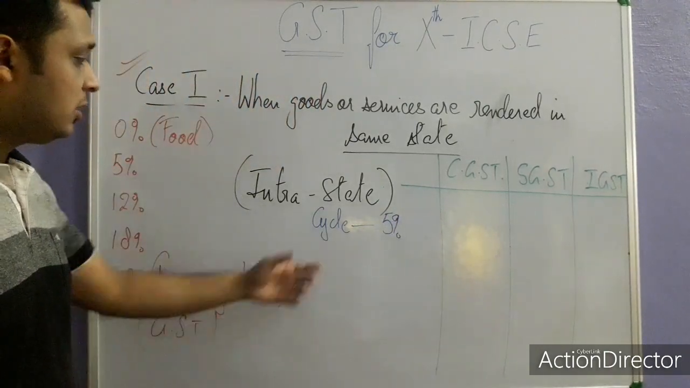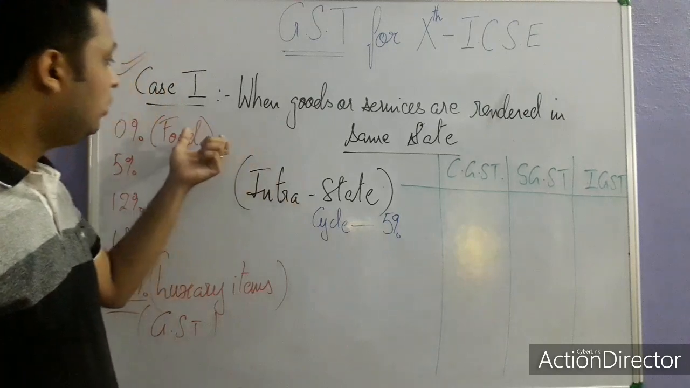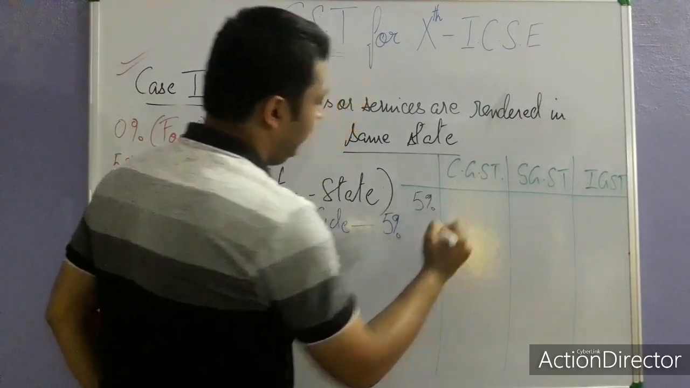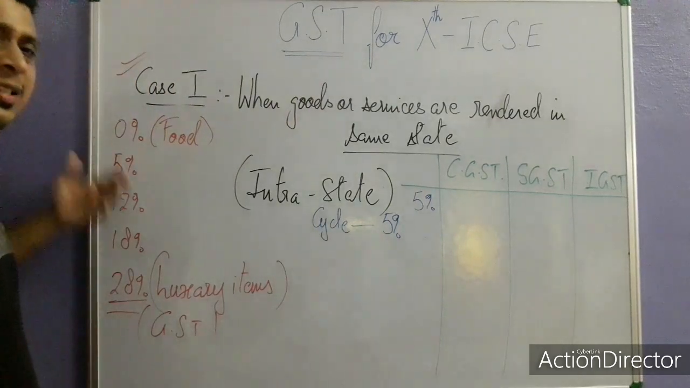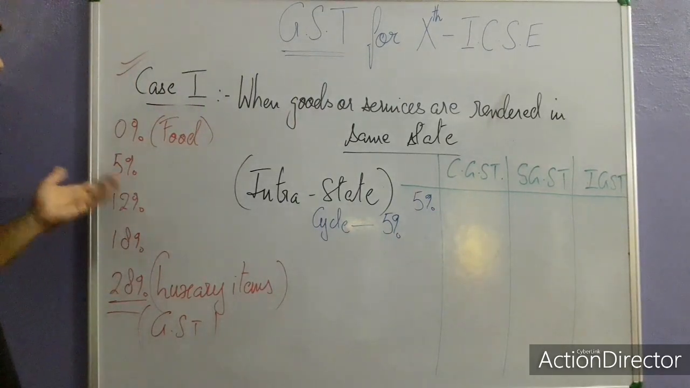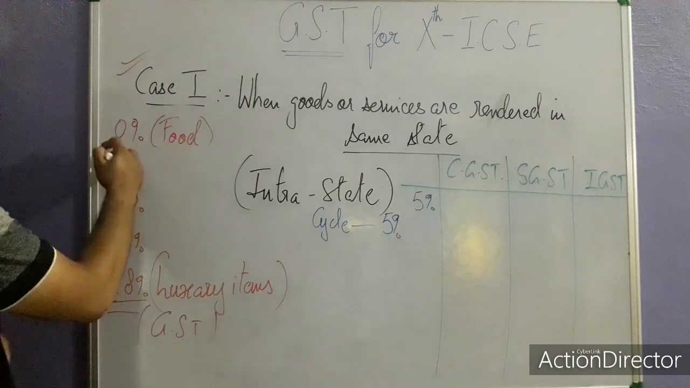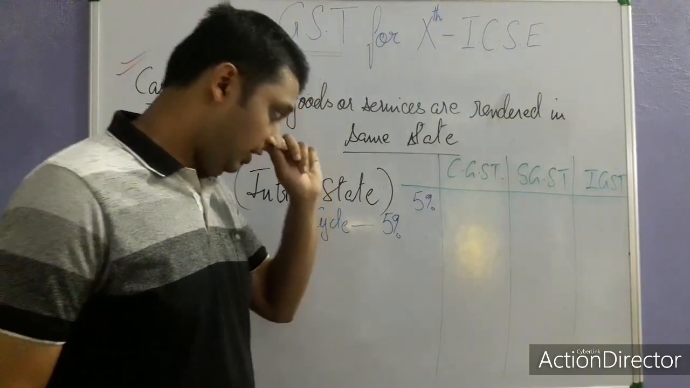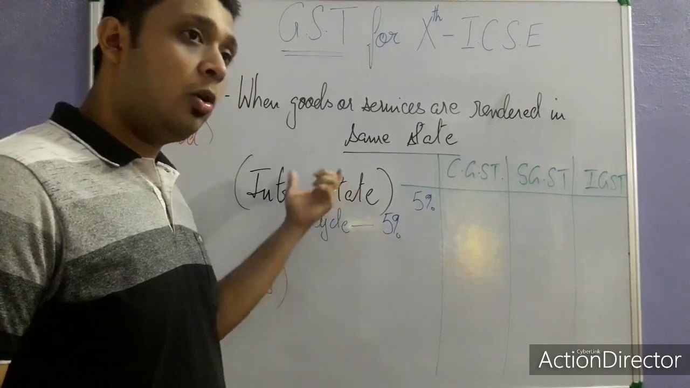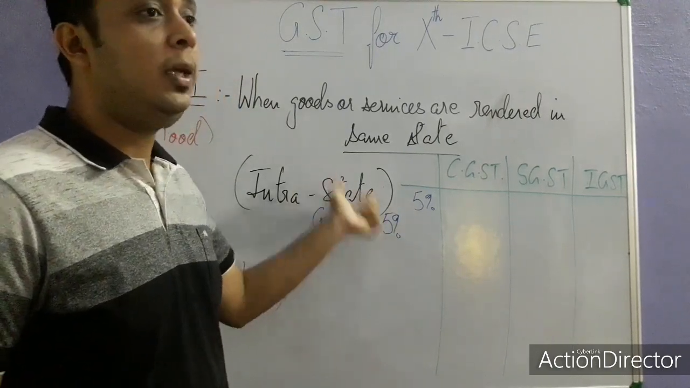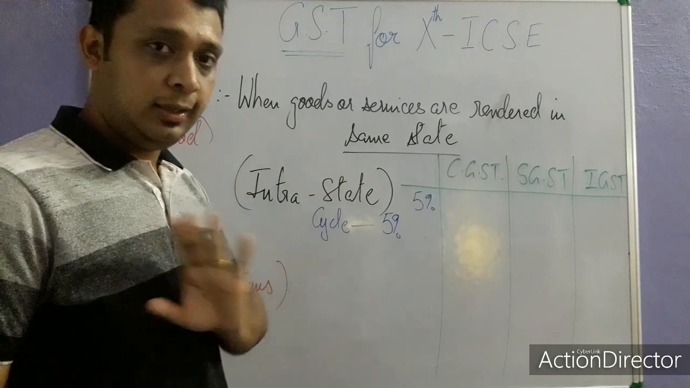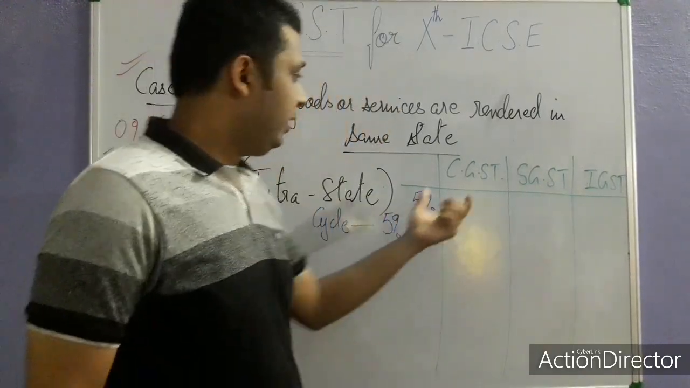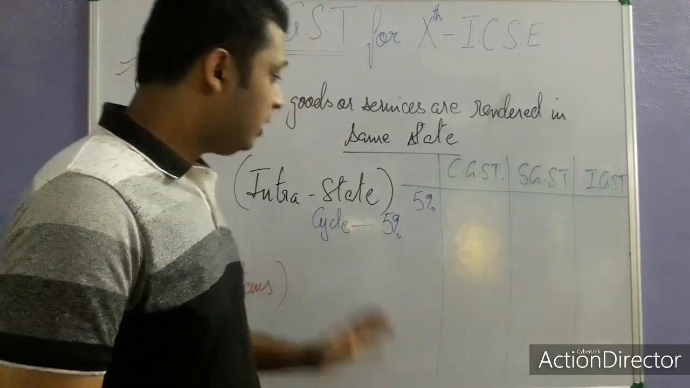Clear? So now, since a cycle is not a food item, it must come under one of these slab rates. So let us take an example, and let us take that it comes in the second slab, and so 5% GST is applied on the cost price of the cycle to be given to the government. Clear? Now, when we are talking about this intrastate and this table, what is happening here?